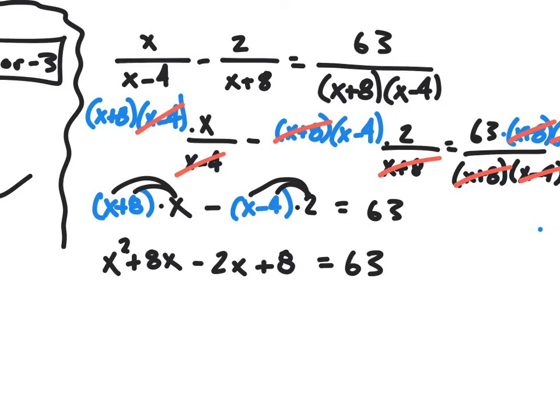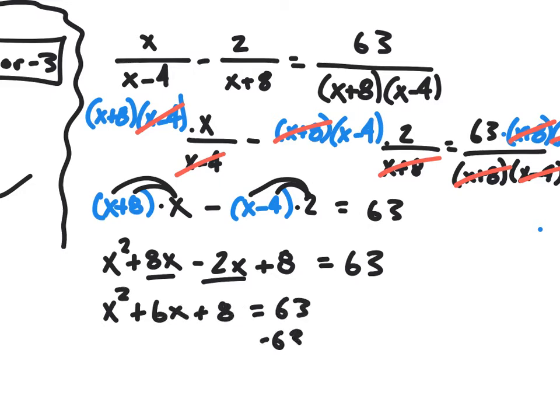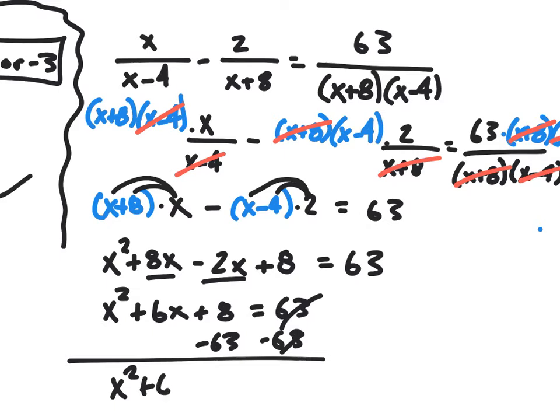Let's combine our like terms here and solve. So I've got x squared, 8x minus 2x gives me 6x plus 8, and that's equal to 63. Let's subtract 63 from both sides and set this equal to 0. So I get x squared plus 6x minus 55, and that's going to equal 0.